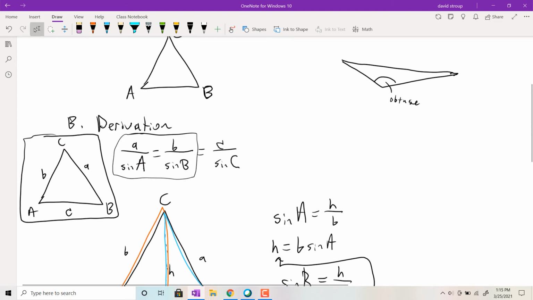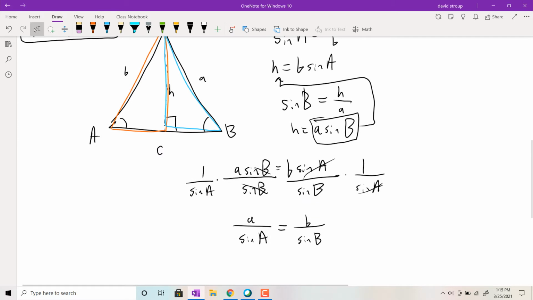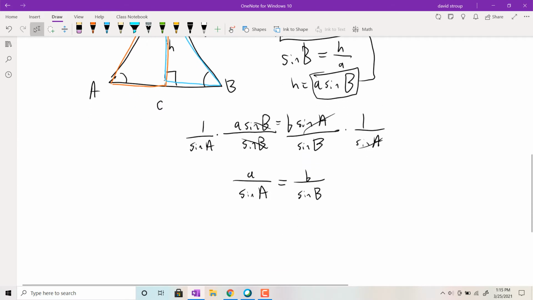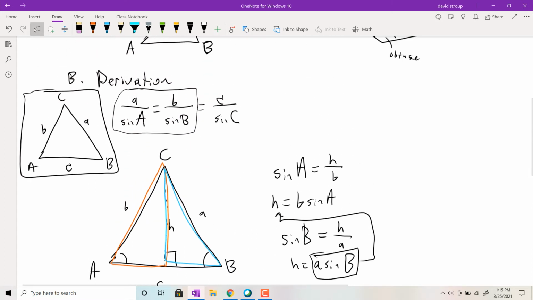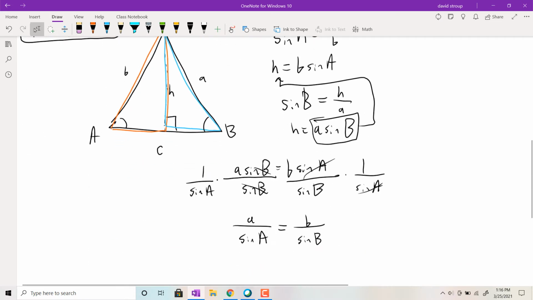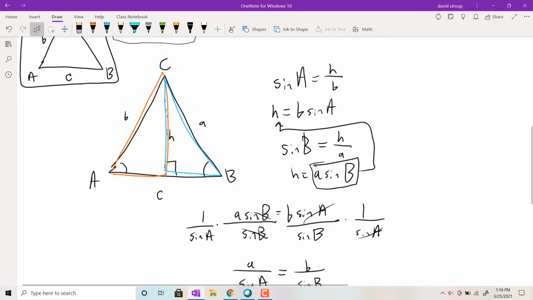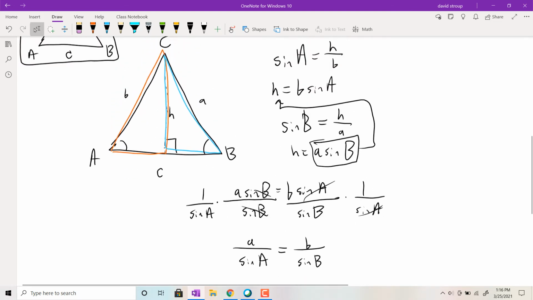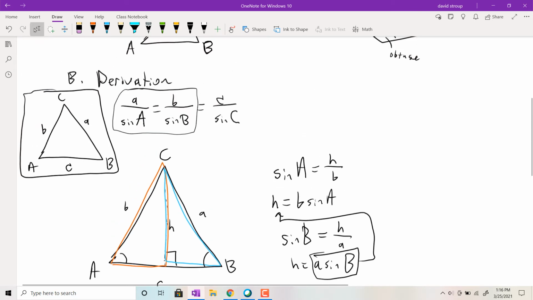I believe you could rotate the triangle and then drop another perpendicular and do the same game. And then you are able to produce the other part of this equation, the C over sine C part. We're going to just leave that alone. This is the idea, and hopefully you can stomach using this formula from now on.